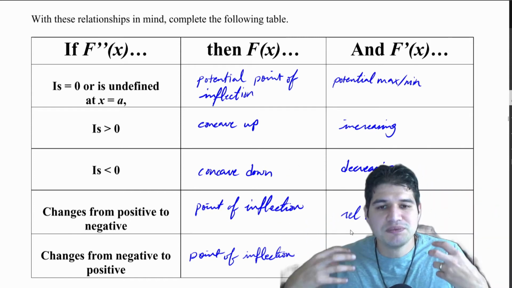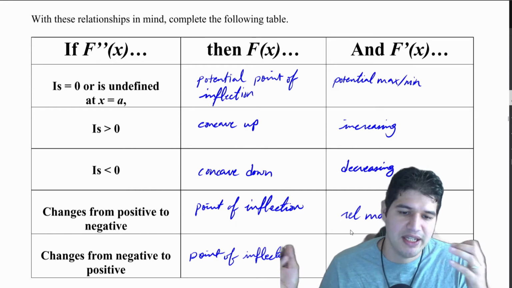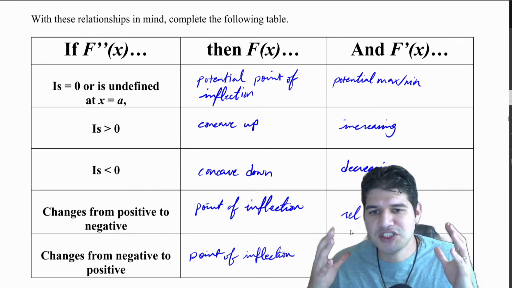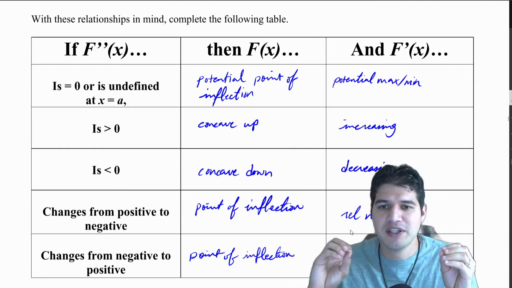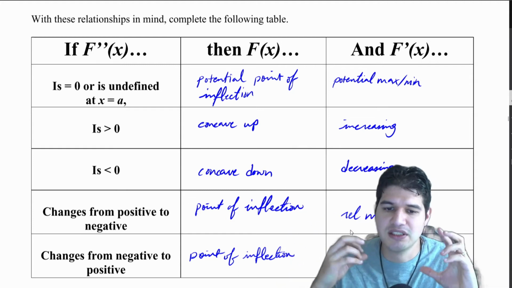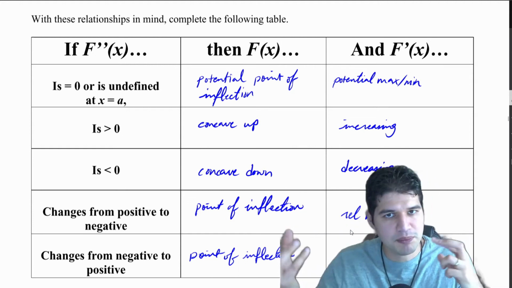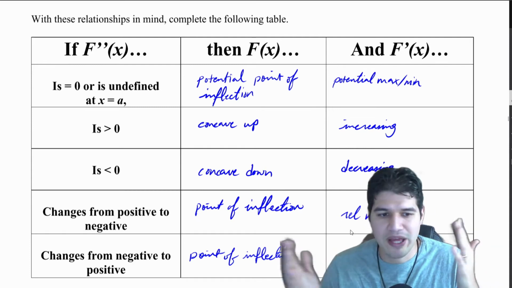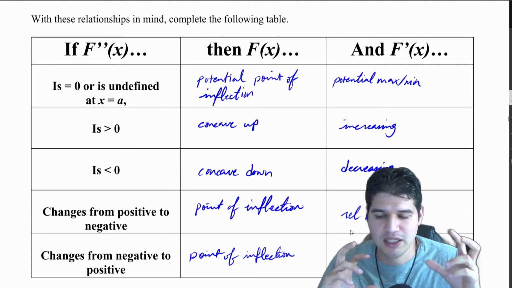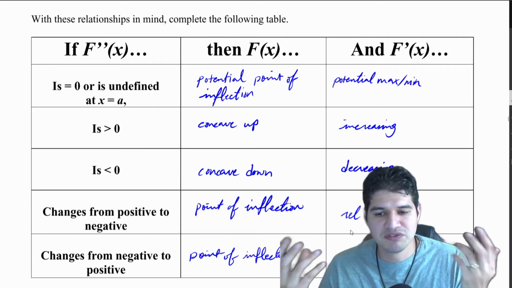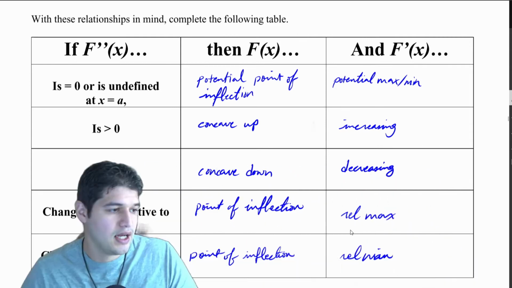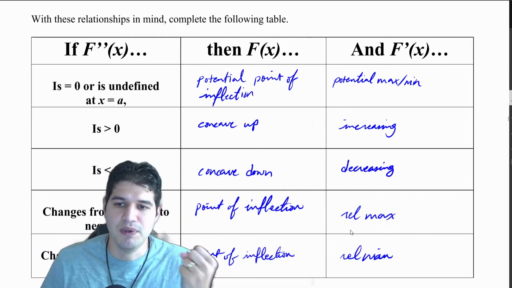When we have changes from positive to negative or negative to positive, we have points of inflection. It doesn't matter whether it's going from concave up or concave down. It's still going to be a twist in the graph. It's still going to be a point of inflection. So we don't identify whether it's coming from concave up or concave down. But you do want to realize that f prime is going to be a relative maximum or a relative minimum there.